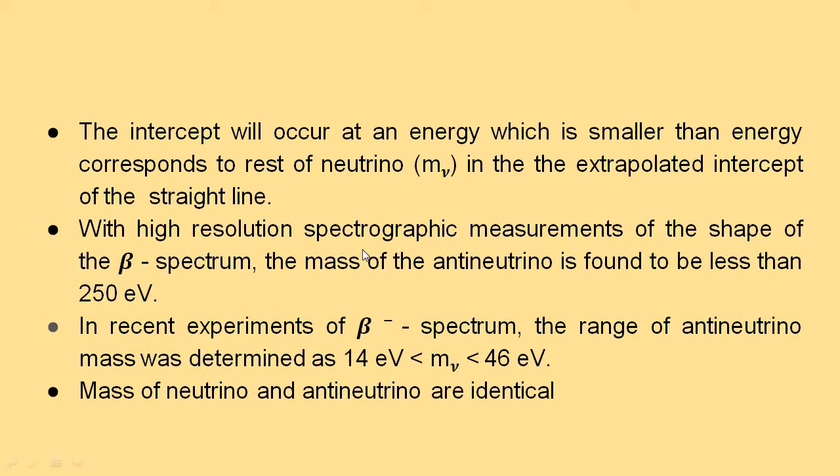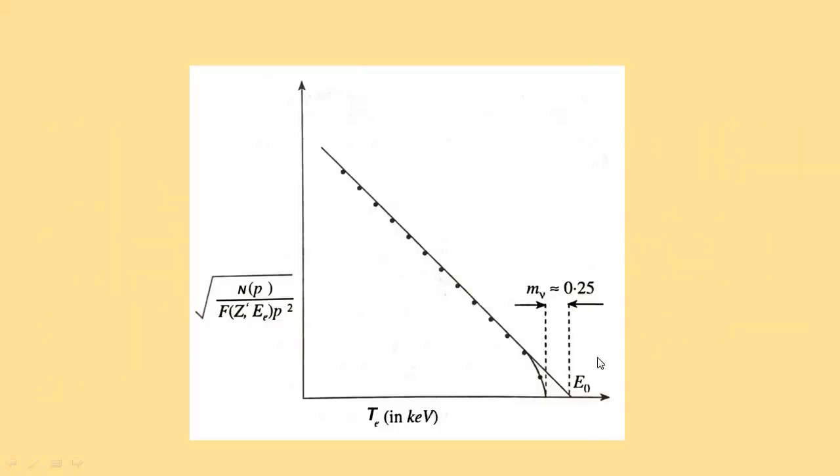With high resolution spectrographic measurements of the shape of the beta spectrum, this was done for H3. The mass of the antineutrino is found to be less than 250 electron volts. This value is nearly equal to 0.25 kilo electron volt, that means 250 electron volts. So, this is the energy equivalent to the mass of antineutrino, and you are nearly getting this value.